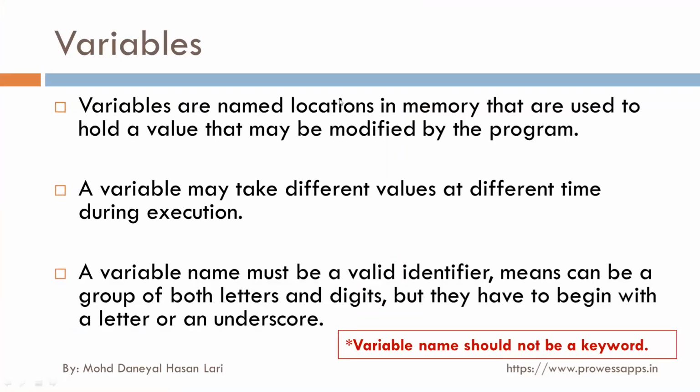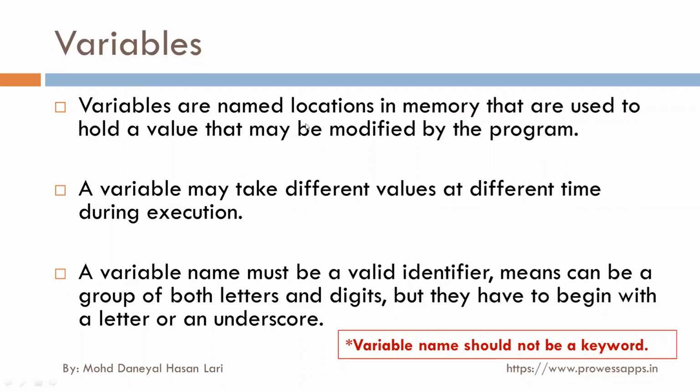Variables are named locations in the memory that are used to hold a value that may be modified by the program. So the definition says the variable is the name of a memory location. Whenever you declare any variable in a program, you actually create a location, and that location will hold some value, and that value you can access by that variable name.